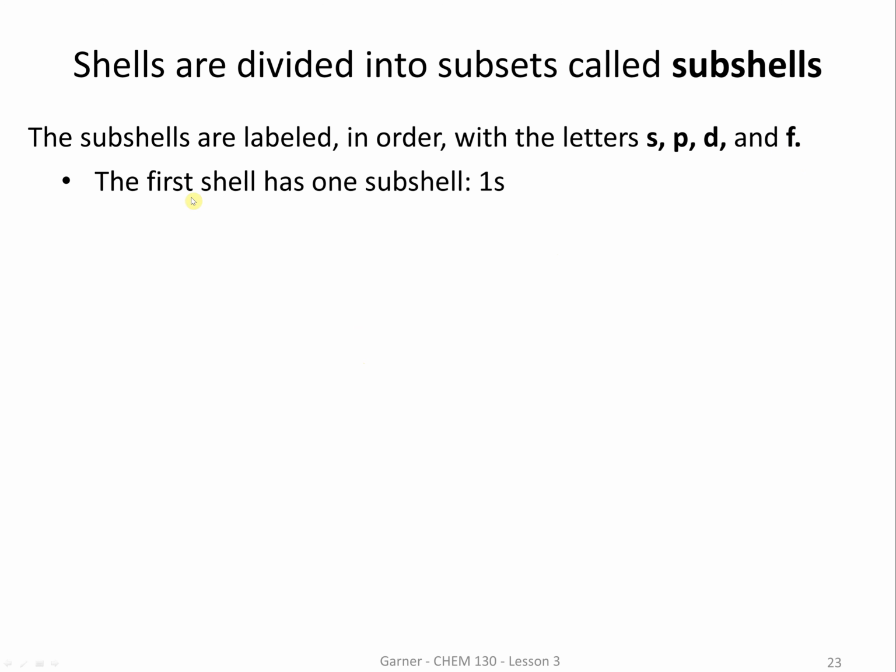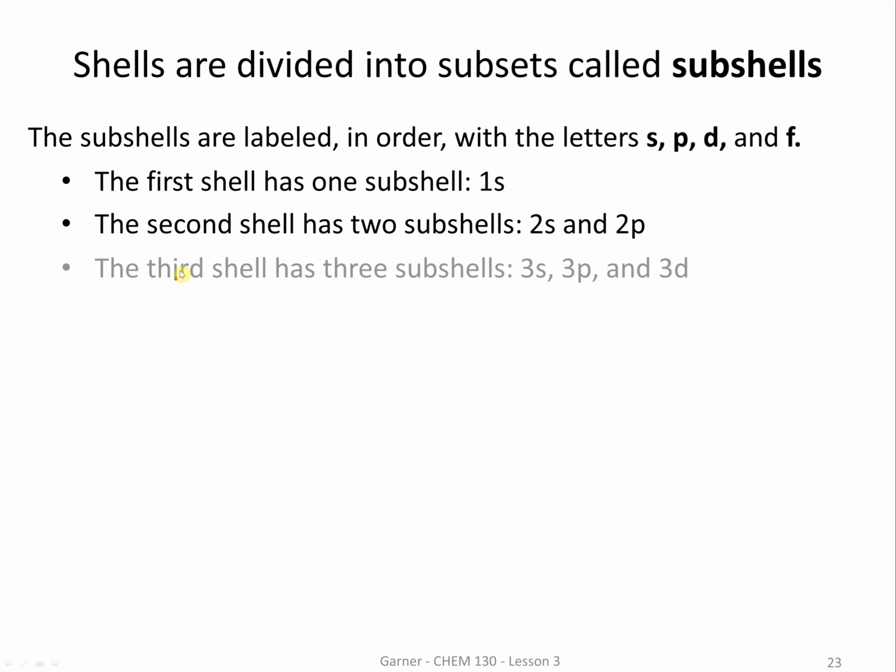And different shells have different numbers of subshells. The number of subshells within a shell is always equal to the shell number. So for example, the first shell, which has this n of 1, shell number 1, is going to contain one subshell. Shell number 2, the second shell, is going to contain 2 subshells. So whatever the shell number is, that's how many subshells there will be. As you might guess, the third shell would therefore have 3 subshells that are part of it.